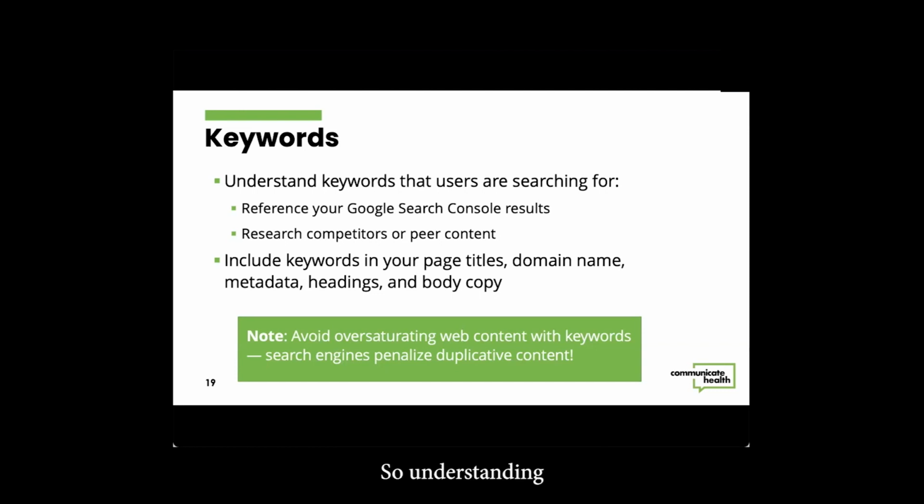So understanding those keywords helps our team to develop content that meets their needs and can also help inform new content that we develop. If we know that a lot of people are searching mental health, that's an opportunity to prioritize developing blog posts about mental health or thinking about homepage real estate and promoting that content and resources on the homepage.